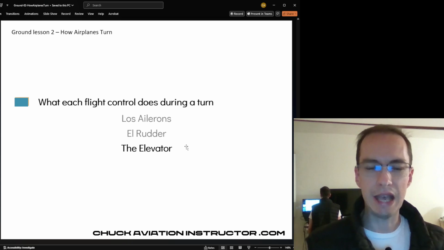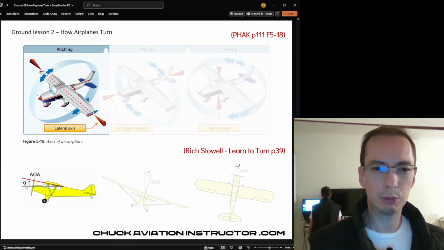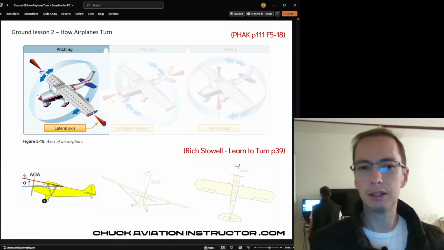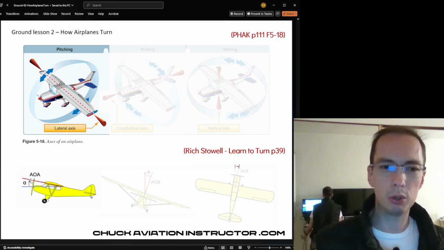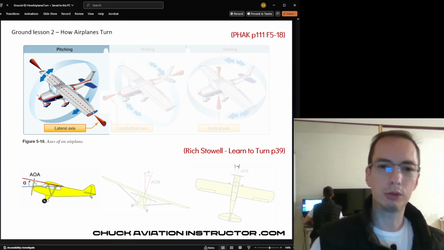Let's talk about the elevator. So the elevator does many things. What matters to us when we're flying the airplane is that it controls our angle of attack by producing a motion of the nose from our forehead to our toes.